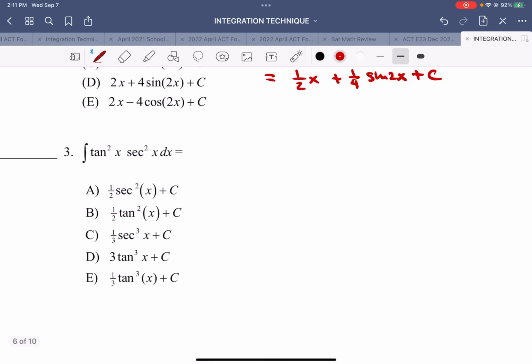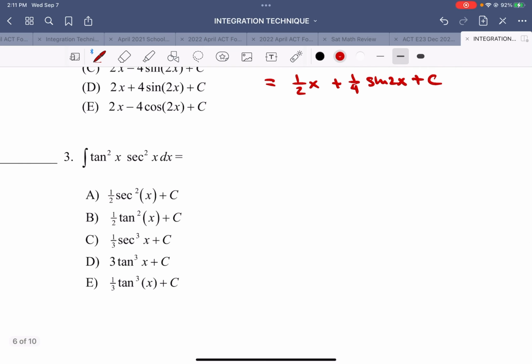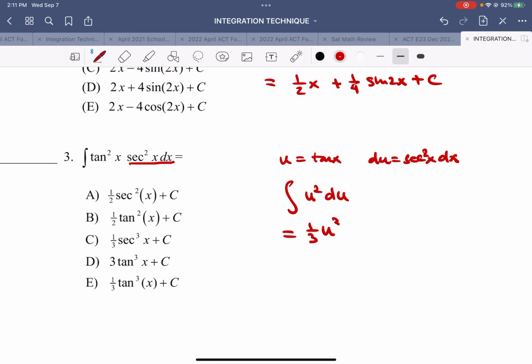C. So I know when you say u equals tangent, the derivative of tangent is secant squared x dx. Okay, so let's say u equals tangent x, then du is secant squared x dx. So integral u squared du, so 1/3 u cubed plus c. And then you substitute back. So tangent x cubed plus c. So answer is E.